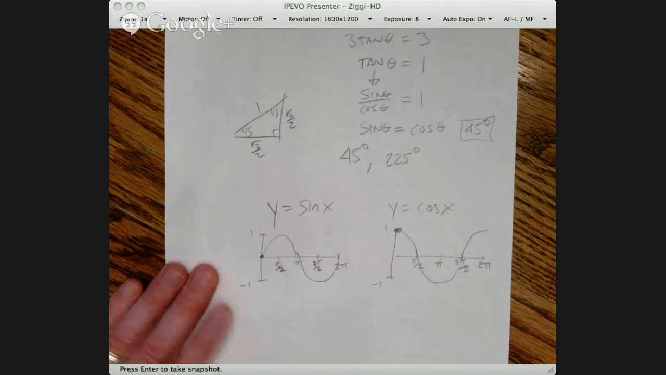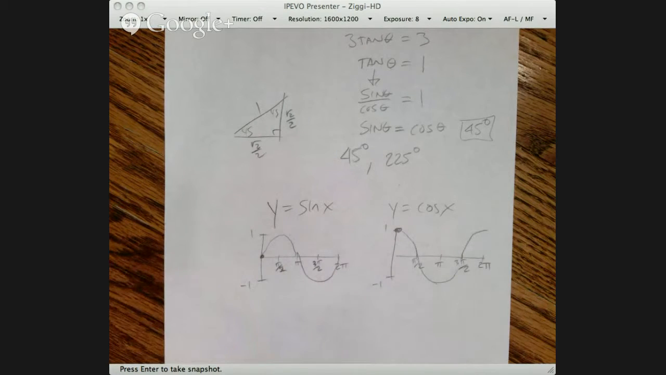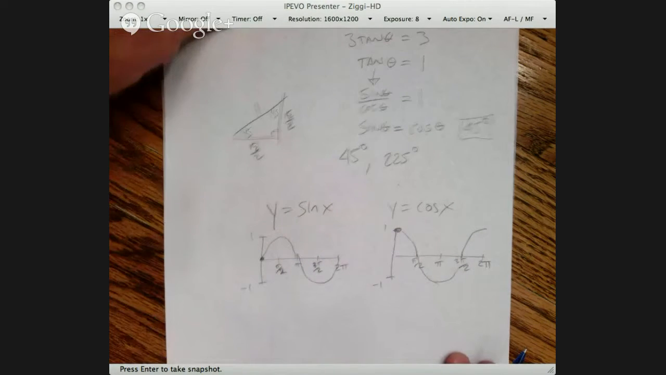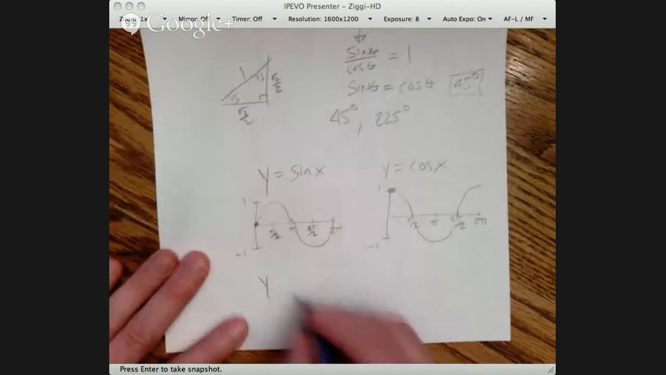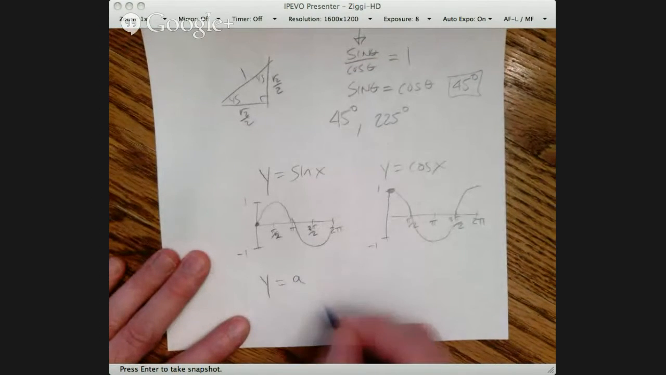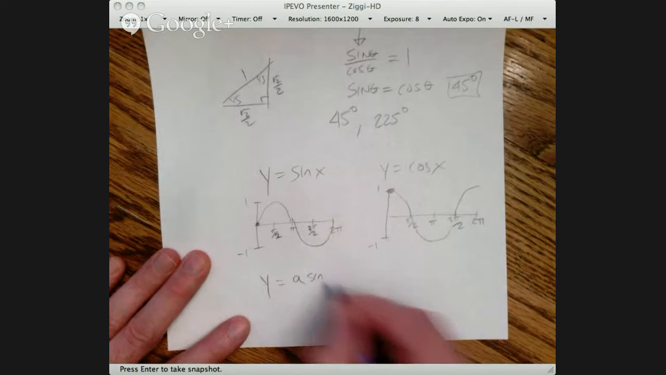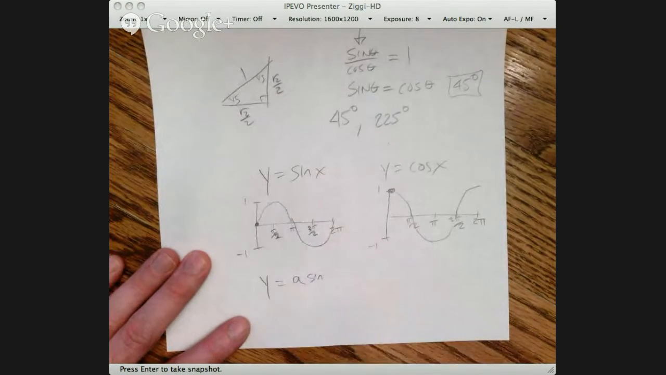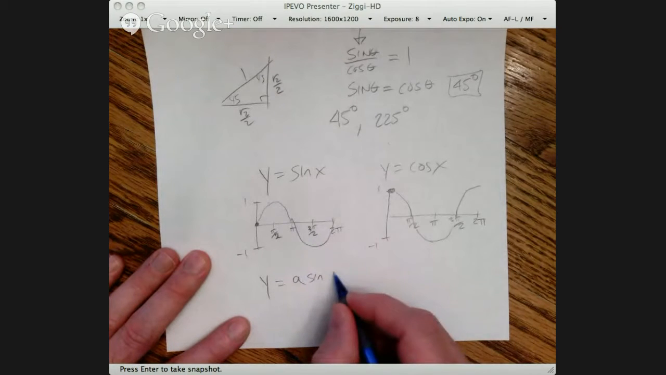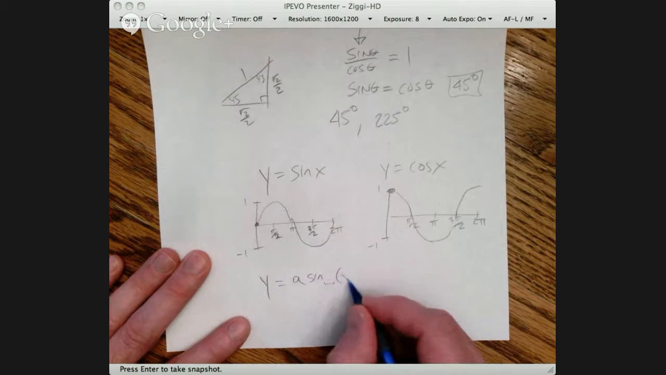Now, essentially, here's what ends up happening. When we're shifting this, I'm going to pick a specific one. I'll pick sine. You've got a lot of things that you can do to mess with the graph. So you could put an A in front of the sine. That changes your amplitude, or how tall these things are.